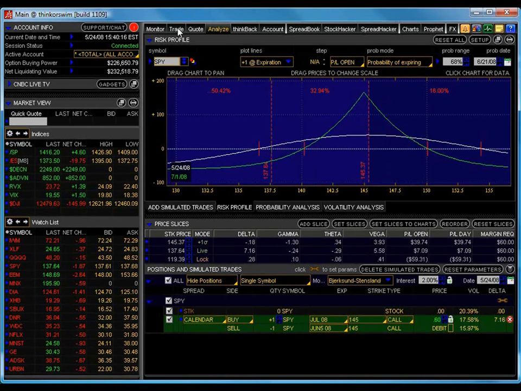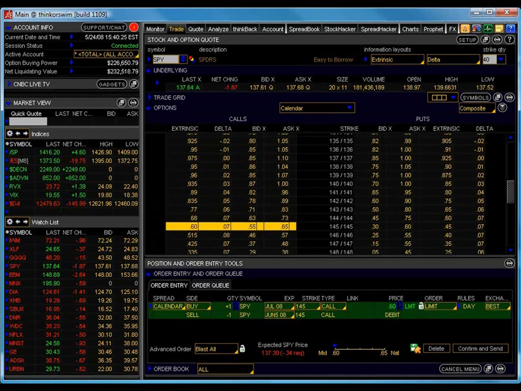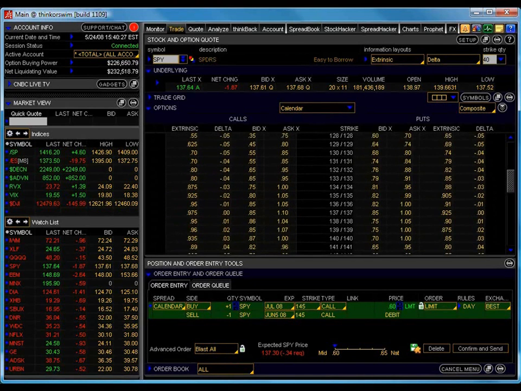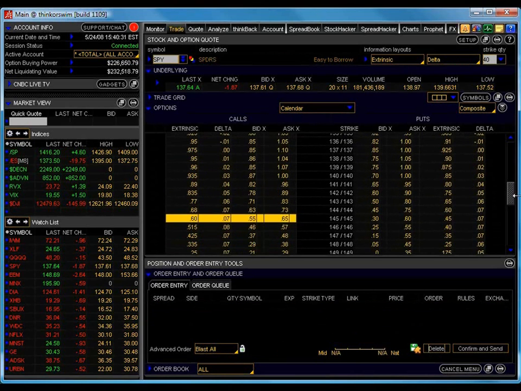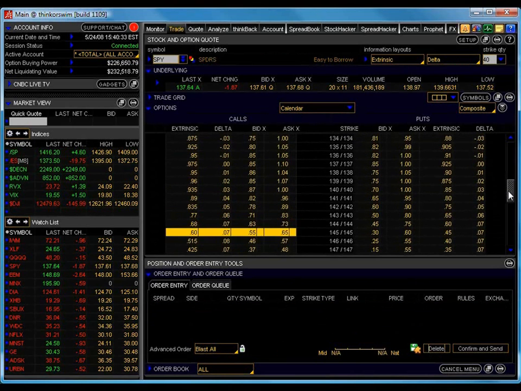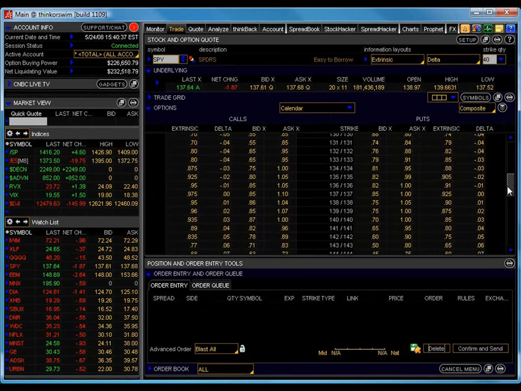Let's go back to our trade tab for a second. The nice thing about calendar spreads is that you can buy them just like you can with an iron condor. You can buy them on the put and the call side. So let's say you're modestly bullish, but you're also modestly bearish. You think that the prices are going to fluctuate within a certain range. Well, you could buy a calendar spread.